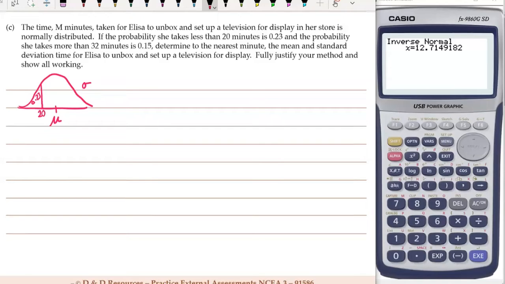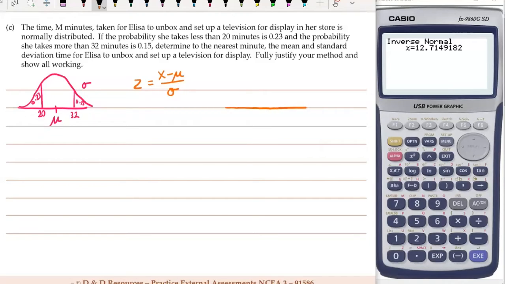The probability she takes more than 32 is 0.15. So up on the right here, we have a 0.15, and it's at 32 minutes. Now what we want to do is match that to z values. Z is equal to x minus the mean over sigma, and we can use that to link between these two and work out the values of mu and sigma.